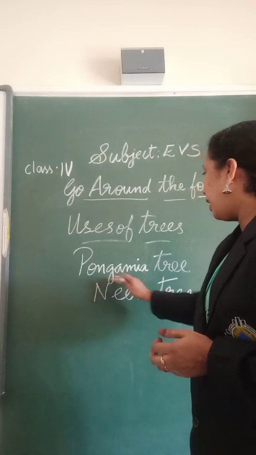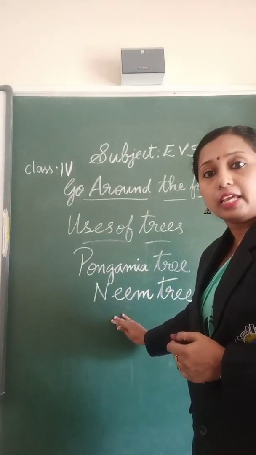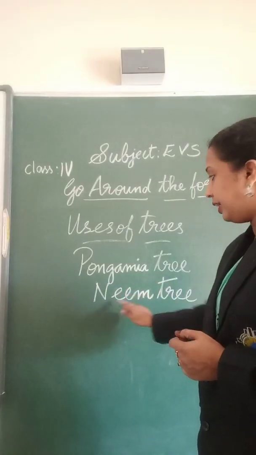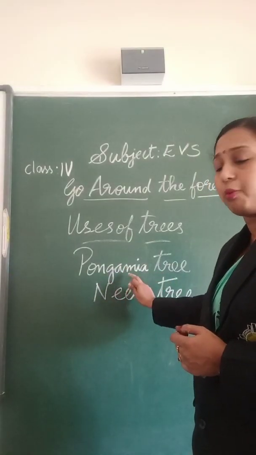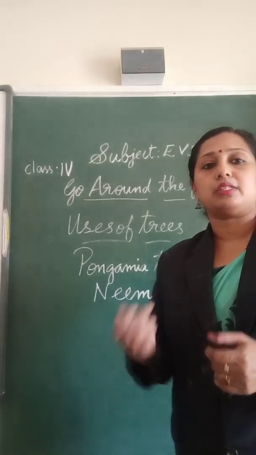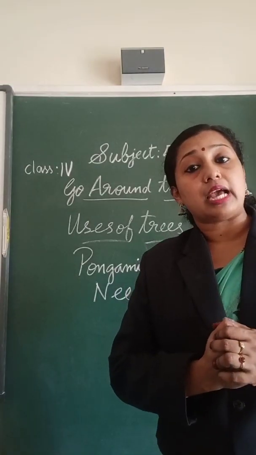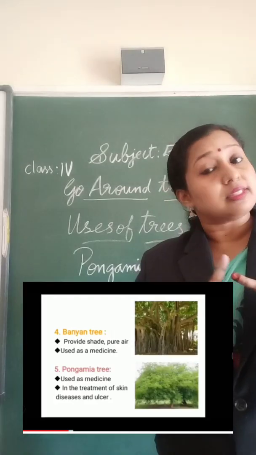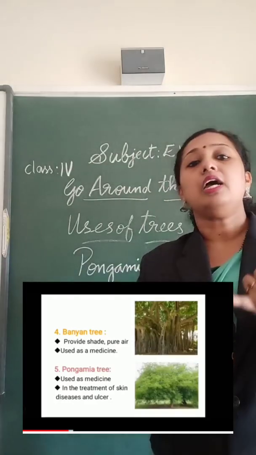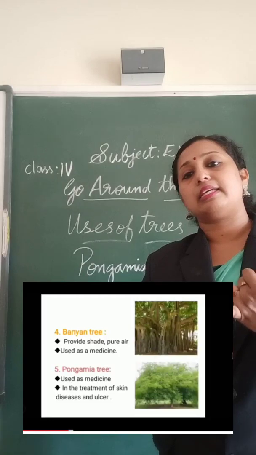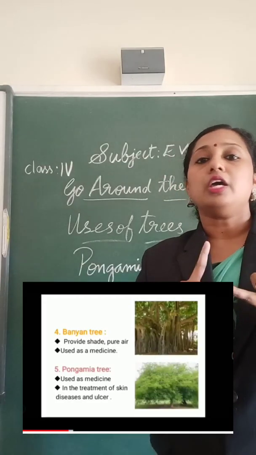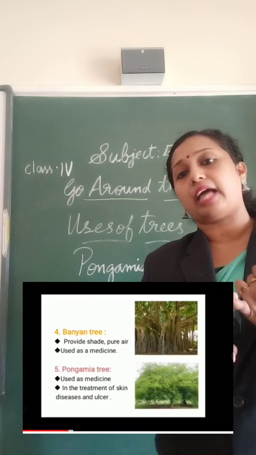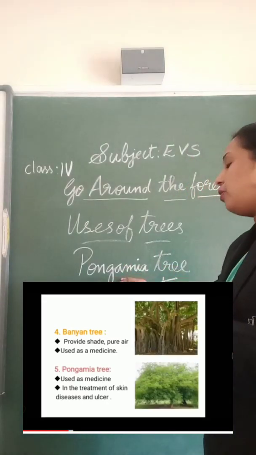Next is the Pongamia tree and the neem. So what are the uses of the Pongamia and the neem tree? The Pongamia tree is used as a medicine, and this tree is also used for the treatment of skin diseases and ulcer. So in order to treat diseases like skin diseases and ulcer, we use the Pongamia tree.